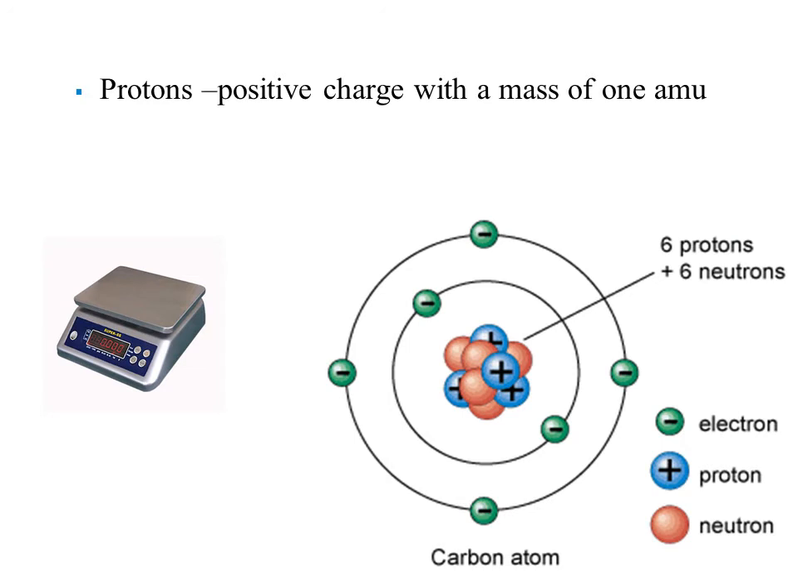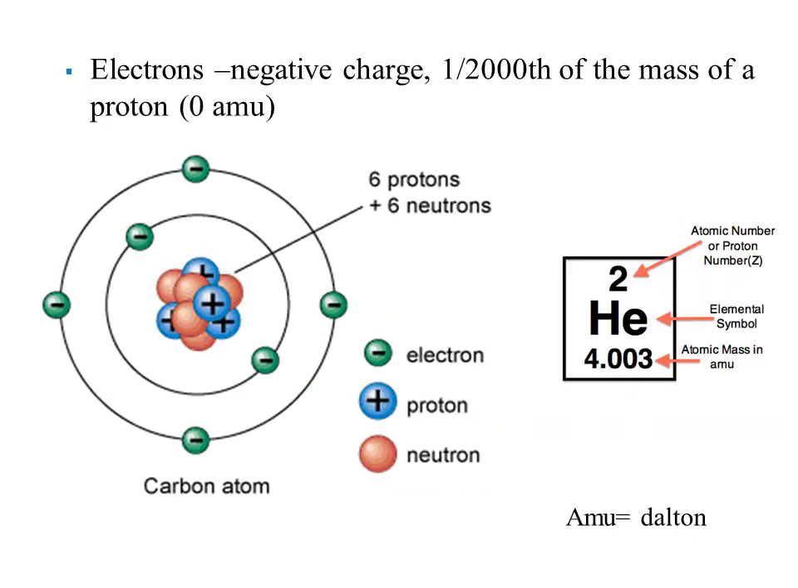A proton has the same mass as a neutron, 1 AMU, but the difference in this subatomic particle is it is positively charged. The neutron was neutral. The electron is a little different. It has a negative charge, and it is 1/2000th of the mass of a proton. So therefore you'll see it written as 0 AMU.